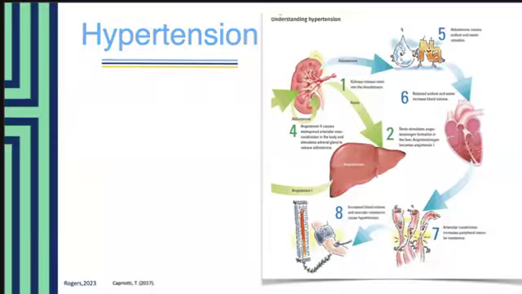So chronic hypertension damages the glomerular capillaries in the kidneys, increasing protein leakage into the urine, and that's known as microalbuminuria. This is an early sign of hypertensive nephropathy.